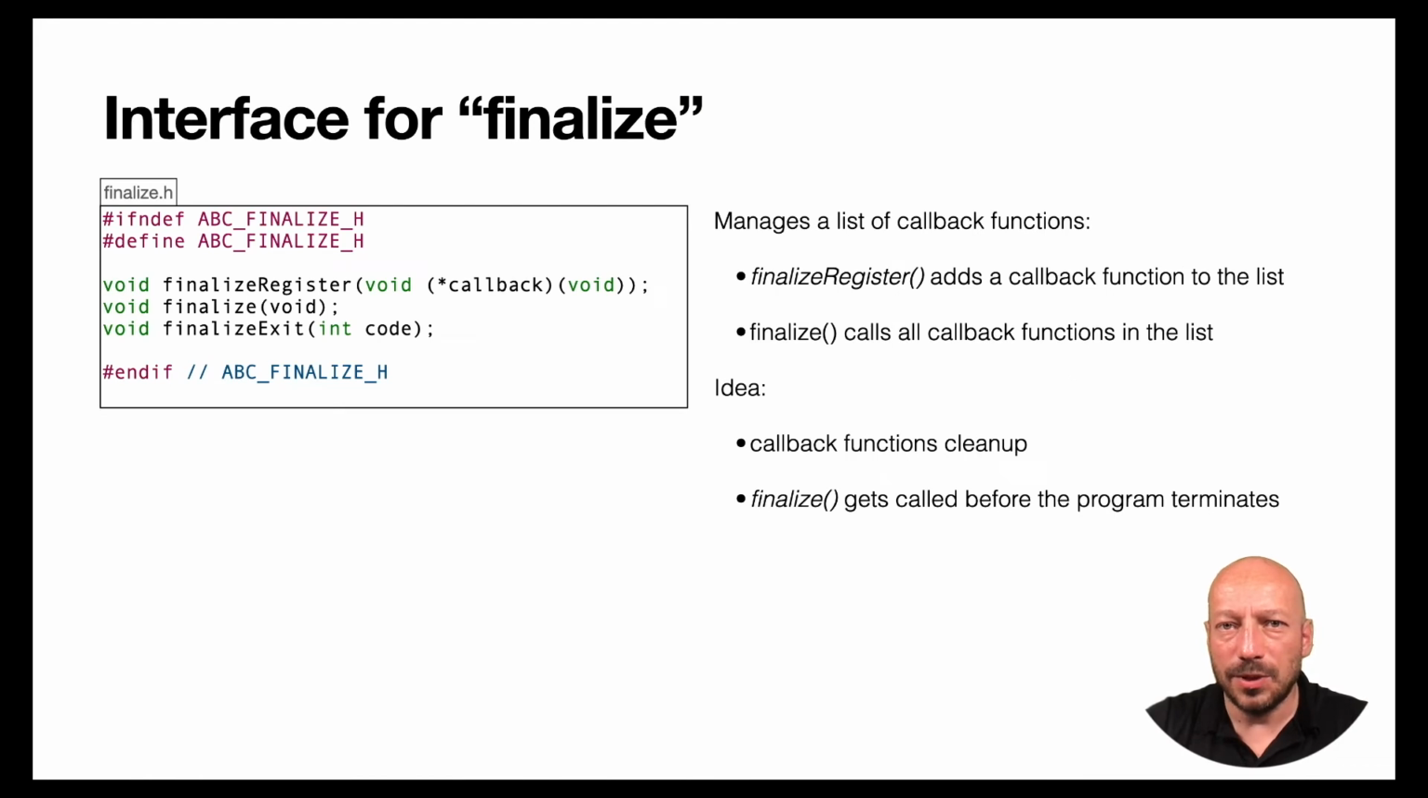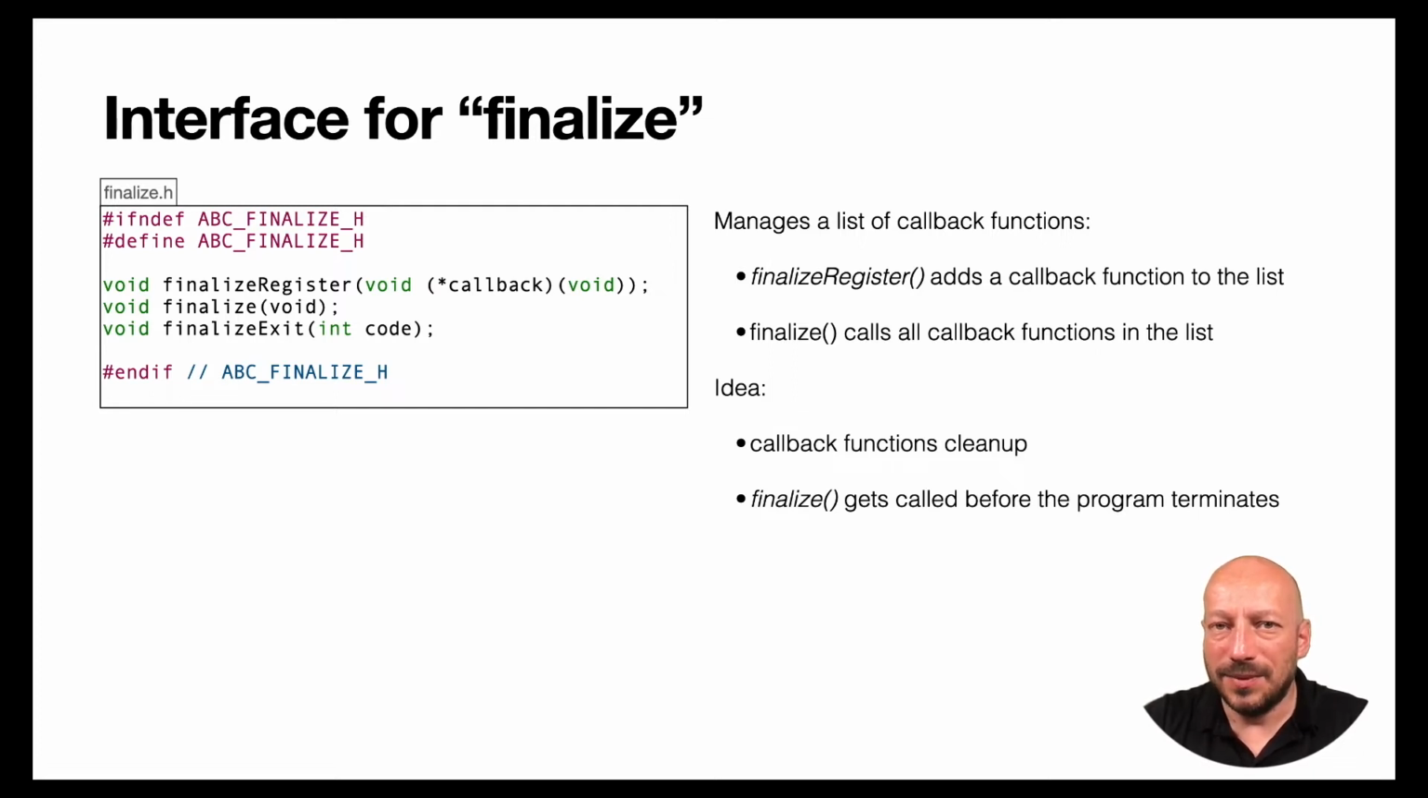The idea to solve this problem is to manage a list with callback functions. So that's simply a list where the list elements are function pointers. There will be one function, finalize register, which allows to add a new function to this list. And of course, this could be a function for cleaning up memory. And there will be actually two functions for making sure that each of these functions will be called. The function finalize will simply iterate over this list, call each of this function, and it will also release the memory for this list itself.